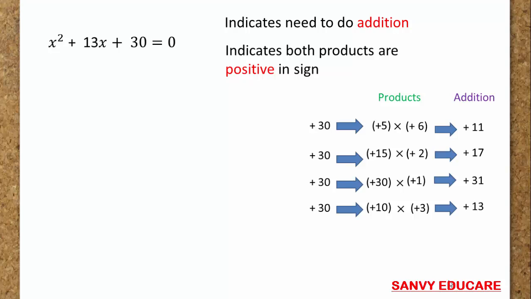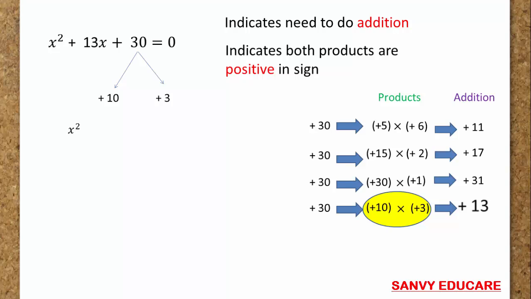Now you can check the middle number, the coefficient of x, which is 13. The products are 10 and 3. So here they are: positive 10 and positive 3 are the factors we were searching for. If we multiply them we get 30, and if we add them we get positive 13. So let's solve the quadratic equation.